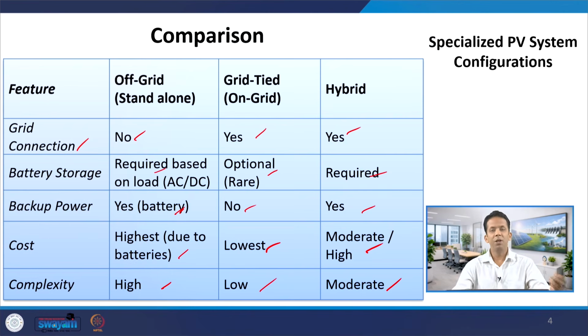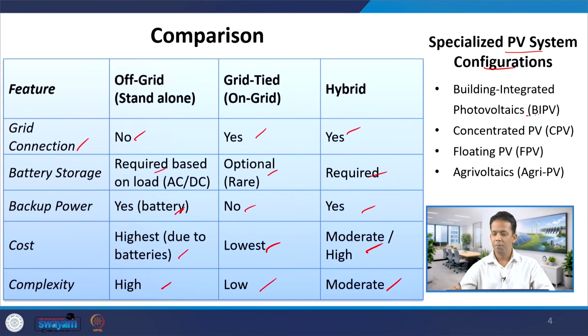In addition to these three types of PV systems, there are some specialized PV system configurations that you may be encountering in recent years. One is building integrated photovoltaics. So, the walls of the buildings or the glass panels of the building can be PV based. PV are actually integrated with the building materials, and most of the time thin film amorphous silicon cells are used because of the curved nature of the buildings.